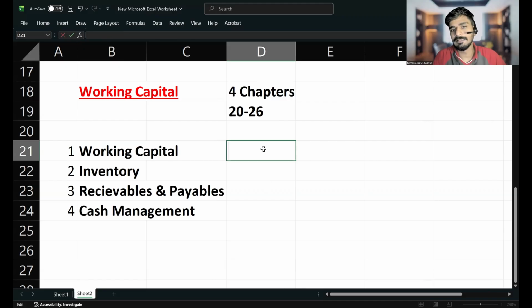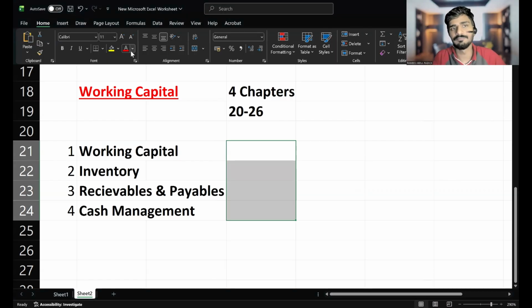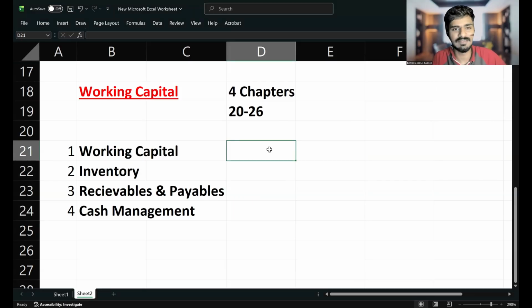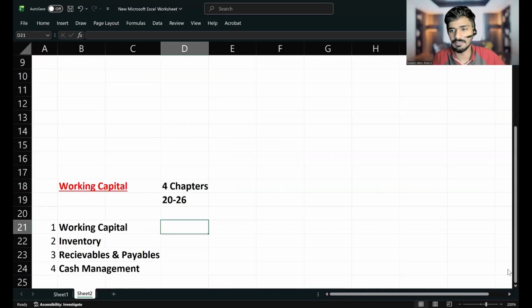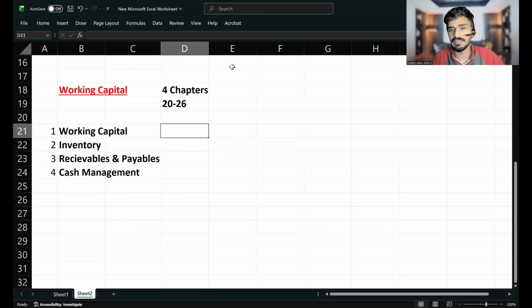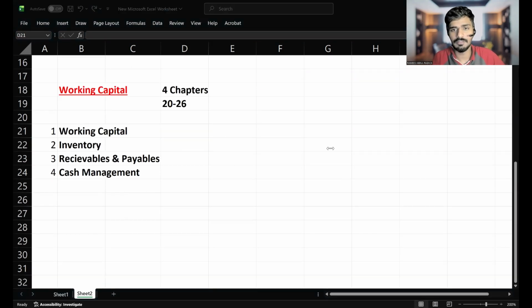So let me ask you, there is a term called cash operating cycle. Could you please tell me what you mean by the term cash operating cycle? Can anyone tell me? It's an open question. Let me check whether you can answer it or not.